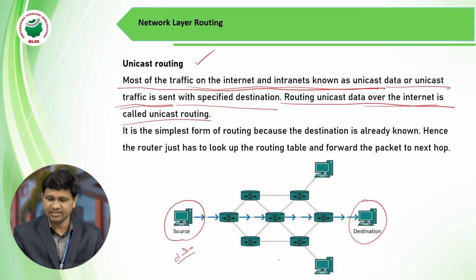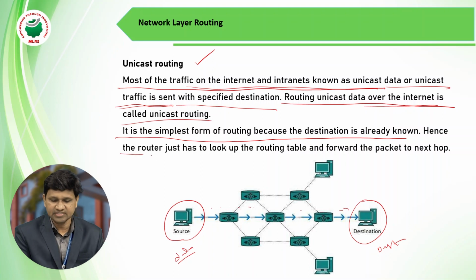Obviously, on the internet, if I want to send data from source to destination, that is called unicast data. It is the simplest form of routing because the destination is already known to the user. If you know the destination address, then based on that address we can simply send the data. That is called unicast.